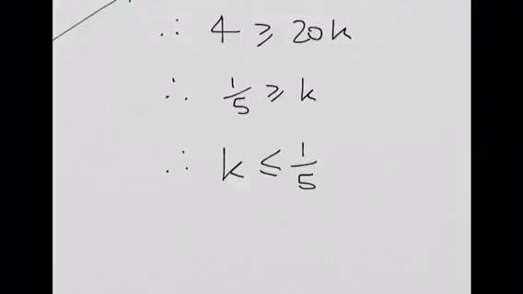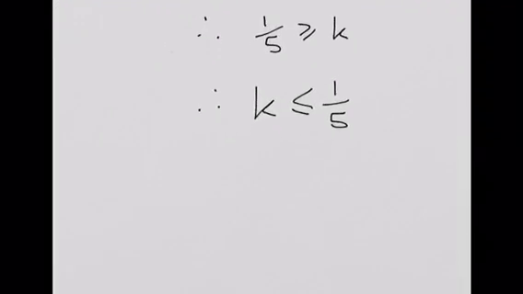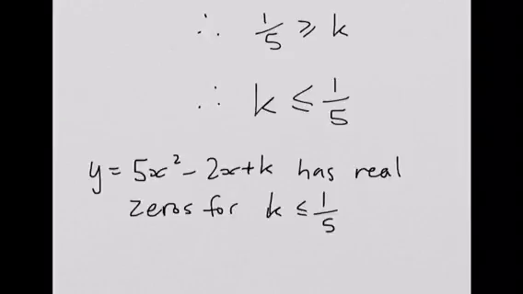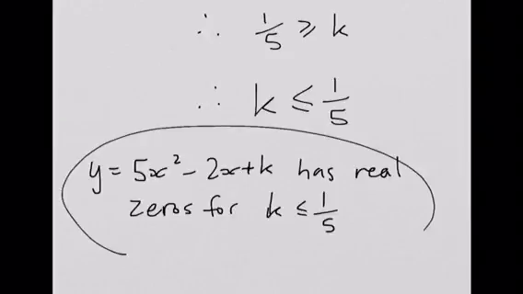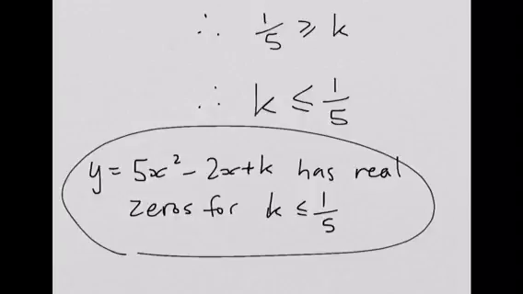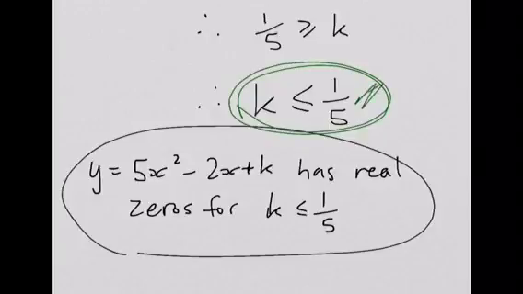Then you can summarize and actually answer the result, or as they say in the book, state the result. And here's what they've got in the book. They've stated the result: y equals 5x squared minus 2x plus k has real zeros for k less than or equal to 1/5. So here we found k, we actually found the answer, but sometimes it's good to sum up and actually say what the number you found here actually means for the original question.